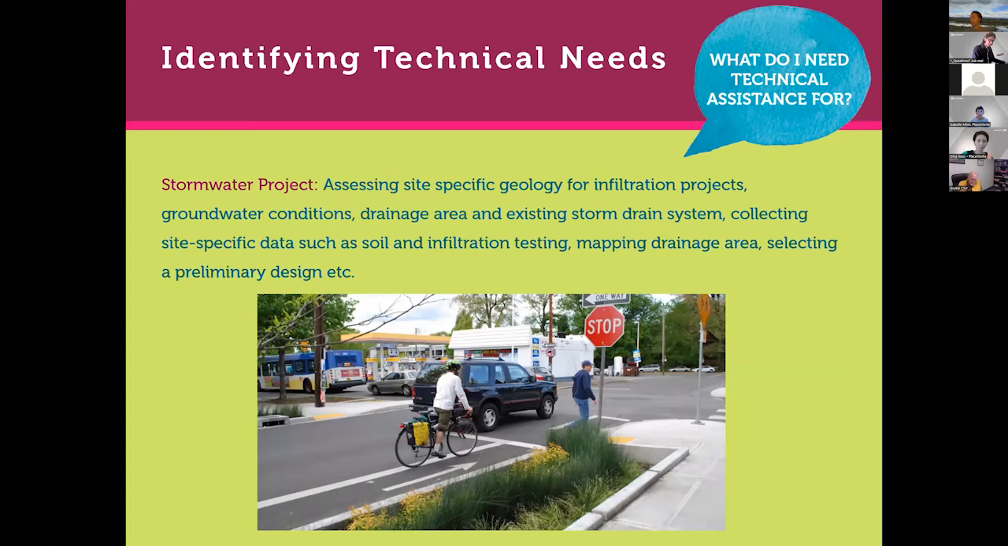Another category of water technical needs are stormwater projects. This could be anything like assessing site-specific geology, groundwater conditions, how to determine what the drainage area is, site-specific data, soil and infiltration testing, everything that's listed here. Again, technical assistance providers can do some of this work for a water system or a municipality or an irrigation district, or they can provide input on how to do this work.